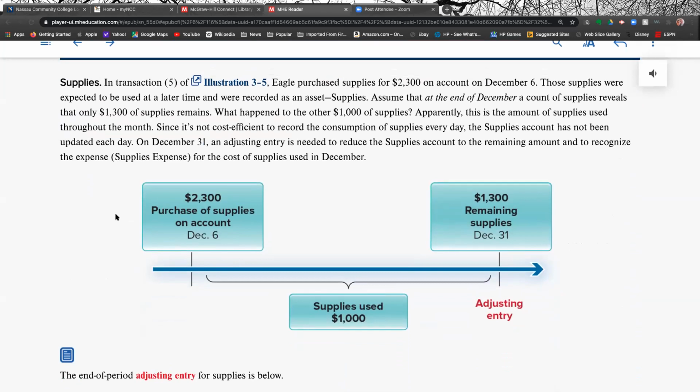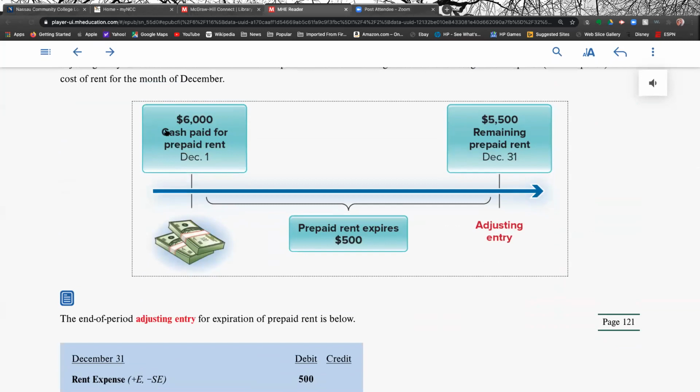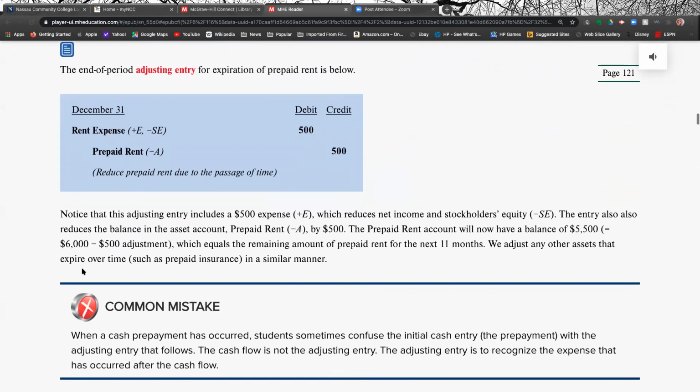And the same would apply for something like insurance. You could substitute insurance for rent, right? You could say, hey, what if I paid $6,000 for an insurance policy that gave me coverage for a year? Instead of prepaid rent, I would have called it prepaid insurance. Instead of rent expense, I would have called it insurance expense, right? But it's the same idea.